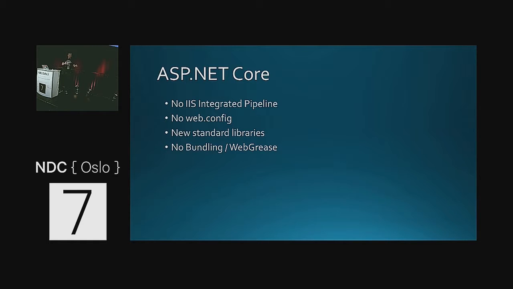There are differences with ASP.NET Core versus traditional ASP.NET, and these are the things that are going to hit the majority of people. There's no IIS integrated pipeline because you have to assume that there's no IIS. There might be IIS. If you're running this on Windows, there's probably IIS. But if you're running it on Linux, in a Docker container, in Amazon Web Services, then there's no IIS. So there's no web.config. All the stuff that you would have put in web.config isn't there anymore. You have to put it in code instead, which is a good thing, in my opinion.